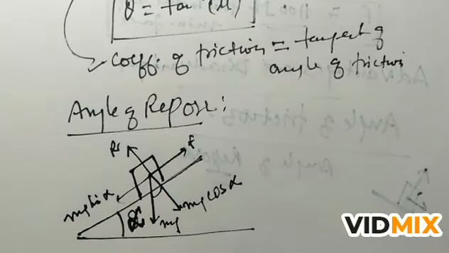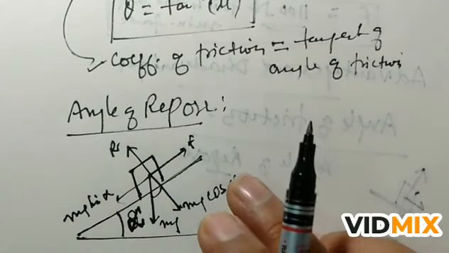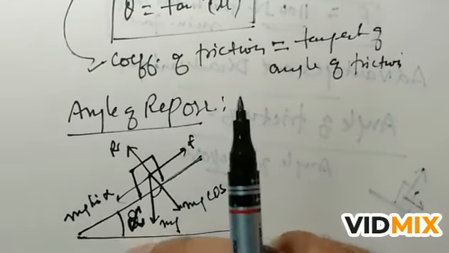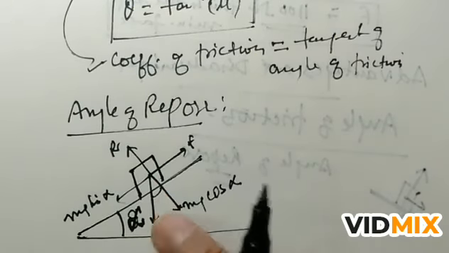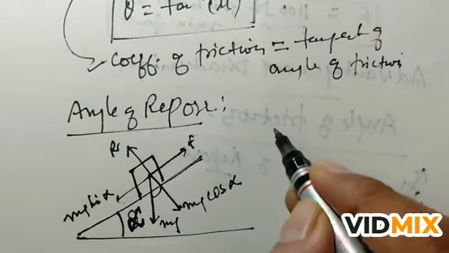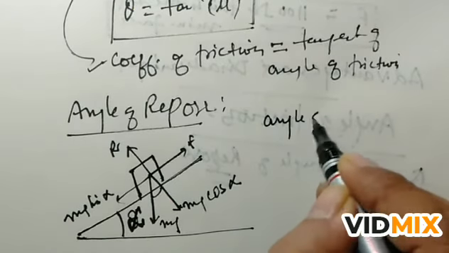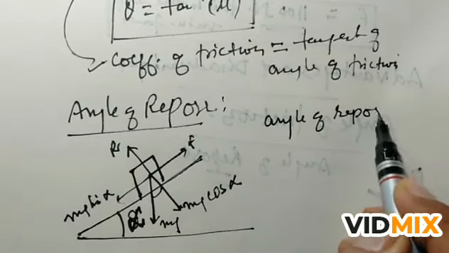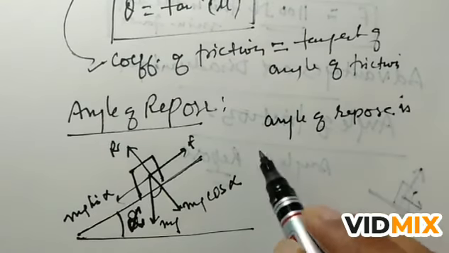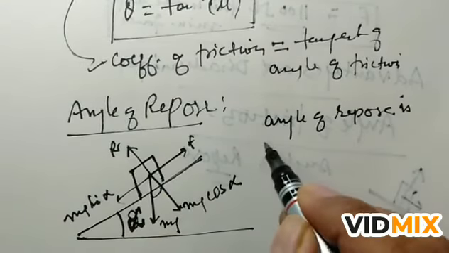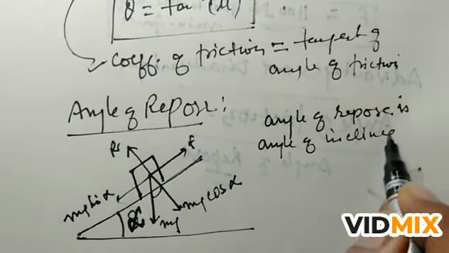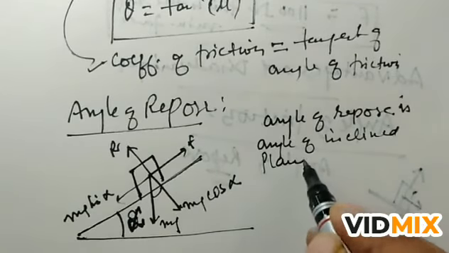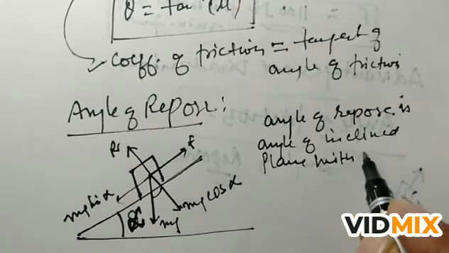So we can say the angle of repose is defined as the angle of inclined plane with the horizontal, such that the body placed on it just begins to slide. So angle of repose is the angle of inclined plane with horizontal.